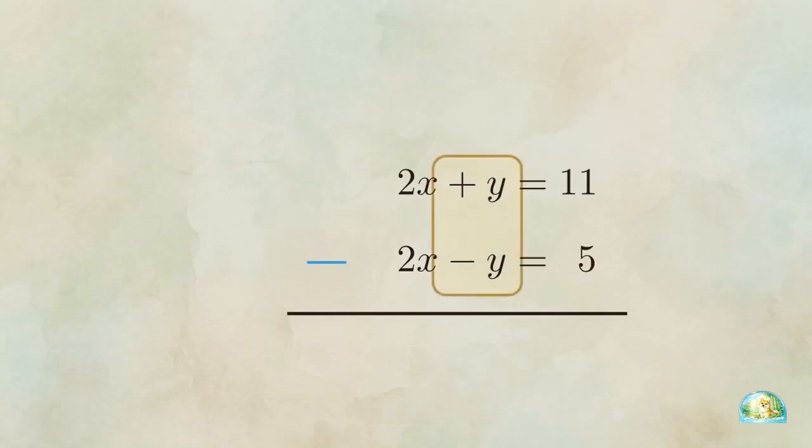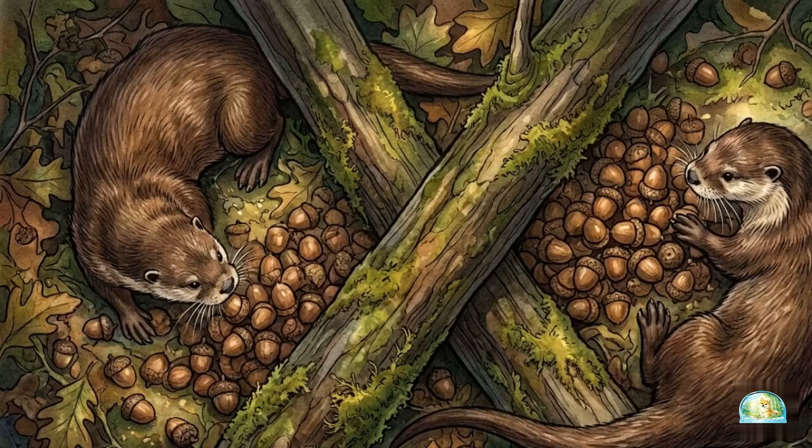Look closely at the stacked variables. If we subtract the bottom equation from the top equation, which variable will disappear? Recognizing this kind of structural symmetry helps us see exactly when elimination is the most efficient choice.